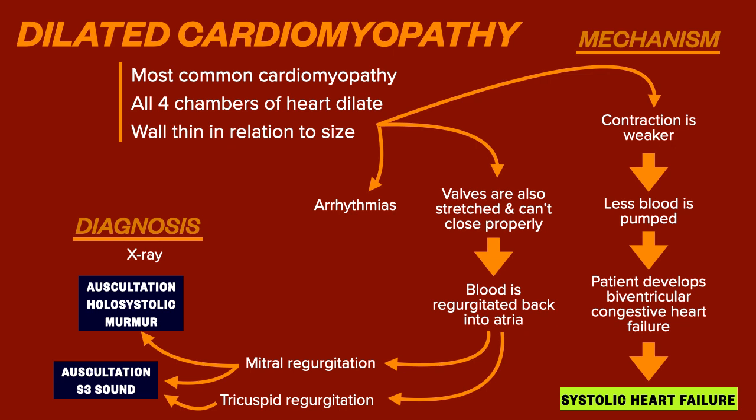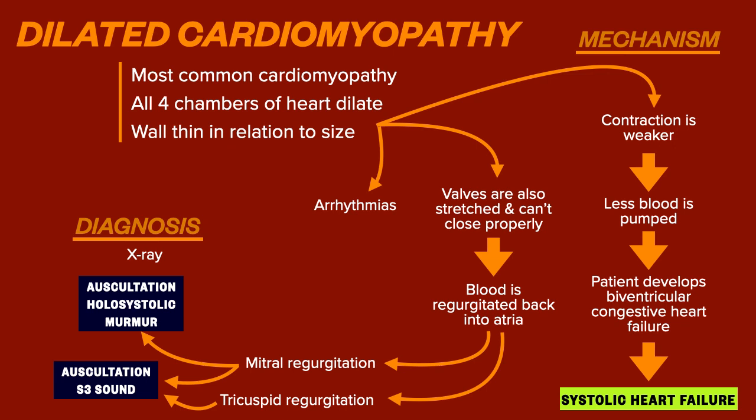The consequence here is that they have really weak contractions, which means that less blood is pumped in every contraction, and this also means that there's a lower stroke volume, and if the heart is failing to pump out as much blood to both the body and the lungs, patients develop congestive heart failure. Since contraction happens during systole, we say this is a type of systolic heart failure.